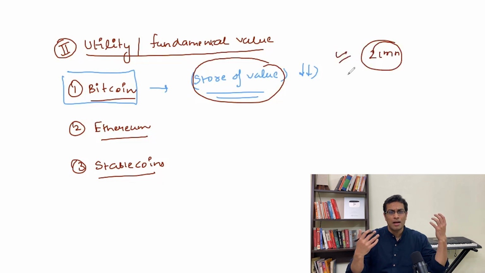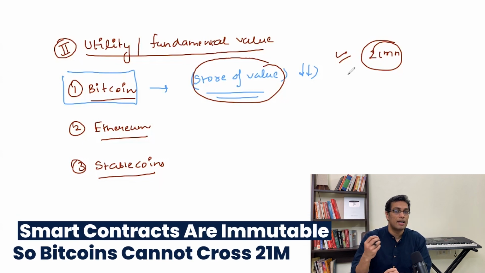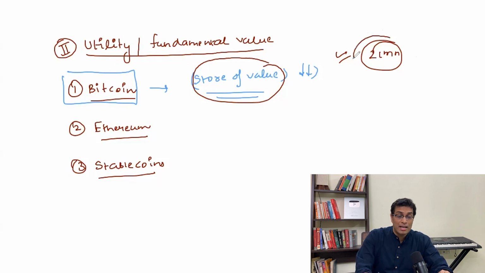Now you'll say, how can I ensure that this supply is fixed? Because someone can release even more Bitcoins. So here we will have to get into a little bit of technical details. On a blockchain network, you create something called a smart contract. A smart contract is immutable. Once the rules are fixed, it can't be changed. So if the Bitcoin smart contract says that we are going to have only 21 million Bitcoins, that's it. We are going to have 21 million Bitcoins only.